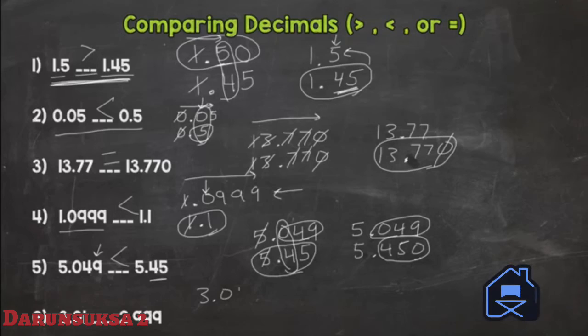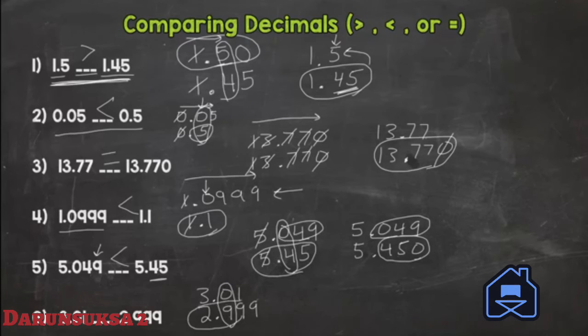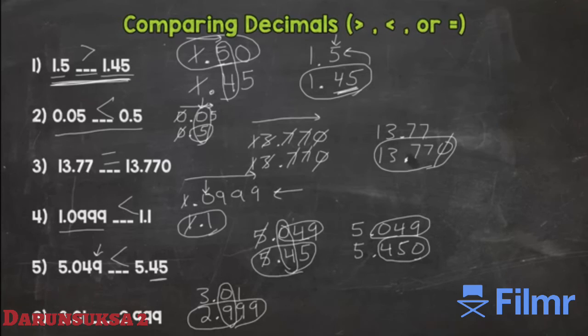I'm going to write out, this is another common mistake I see. Ooh, this has a lot of 9s. Let's look at the tenths place. A 9 is greater than a 0, so it must be this one automatically. Does anyone see why it's not the 999?